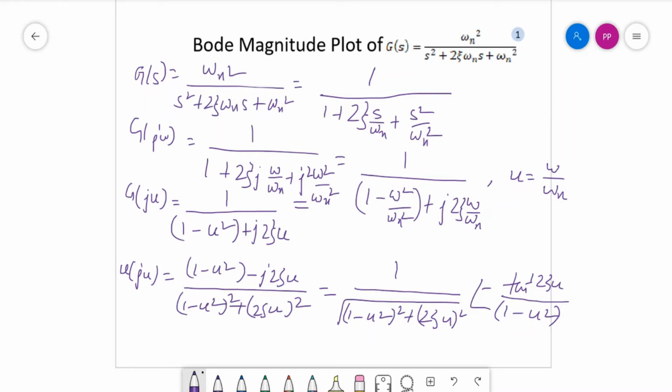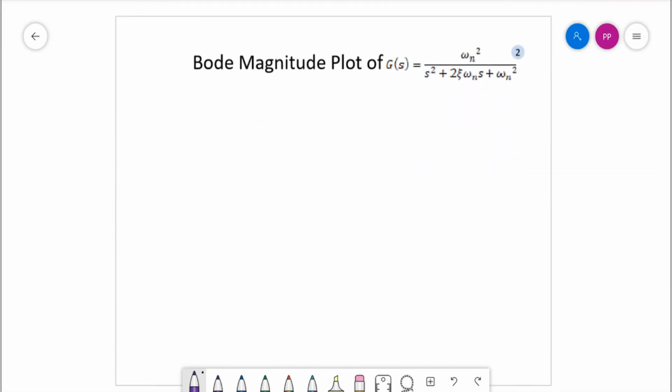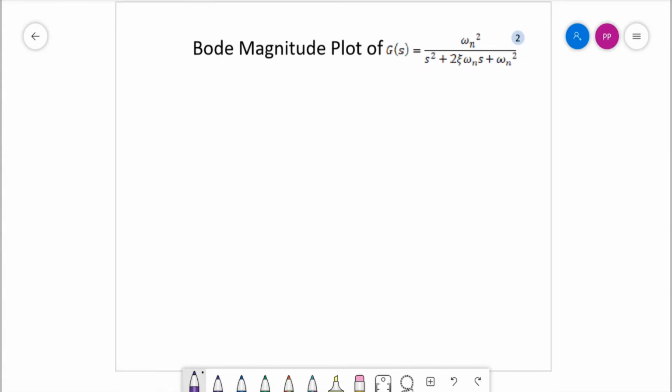So first we will start with the asymptote, which will be coming from very low frequency up to the corner frequency. Then the second asymptote will go from the corner frequency to the high frequencies. So let us see how it comes. Start writing 20 log base 10 mod of G(ju).